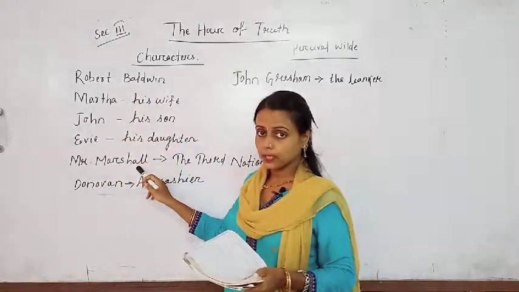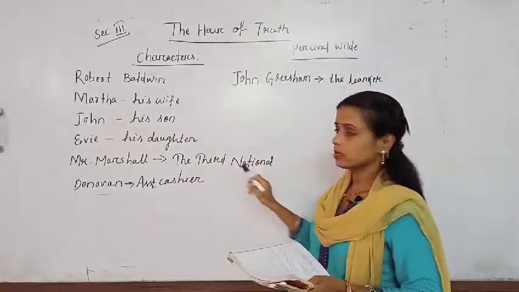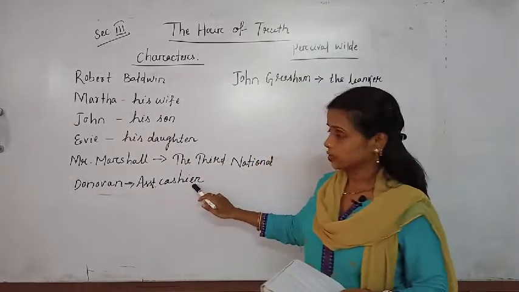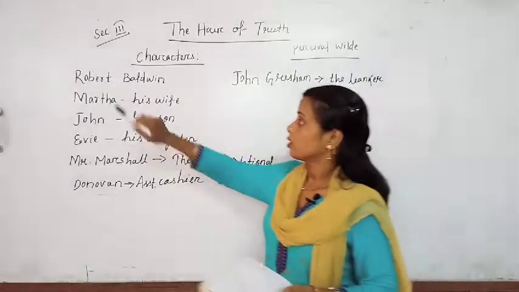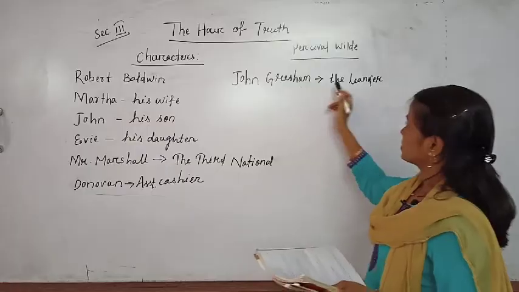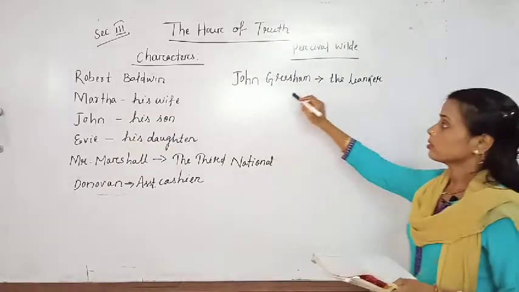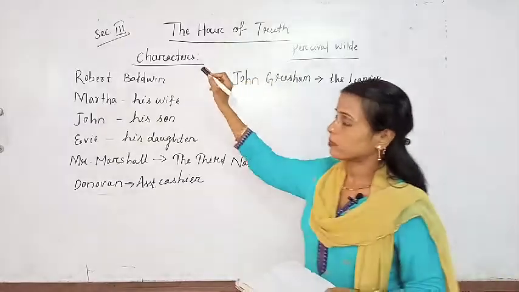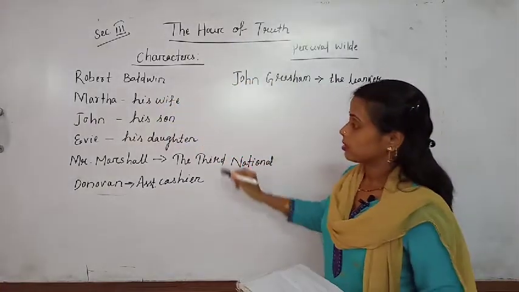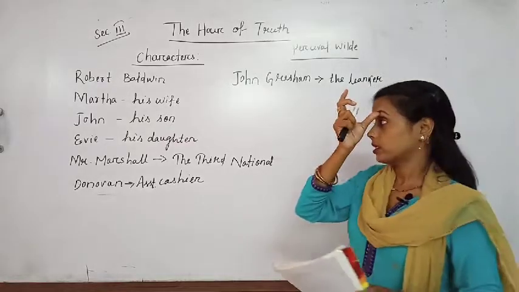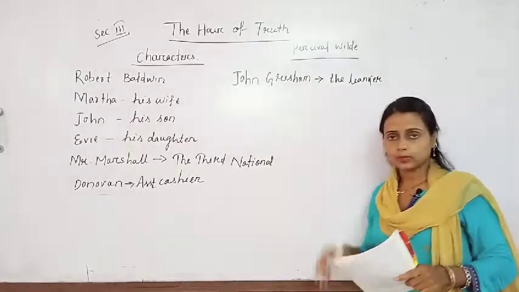Mr. Marshall is the person who is working in the Third National. Donovan is the assistant cashier in the bank where Robert Baldwin was working. John Gresham is the banker. John Gresham is the CEO of the bank where Robert Baldwin and Donovan were working. Understood? So, these are the characters in this one act play.